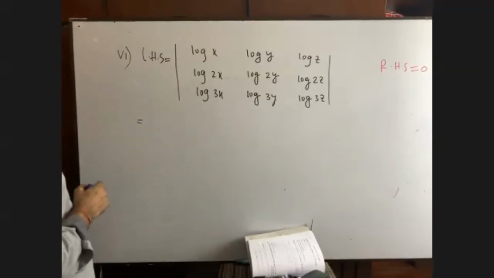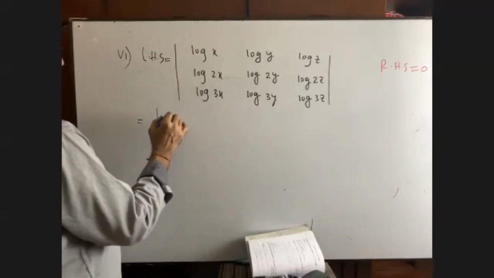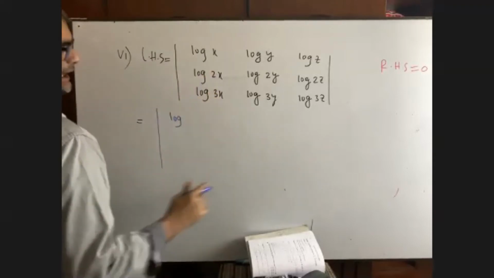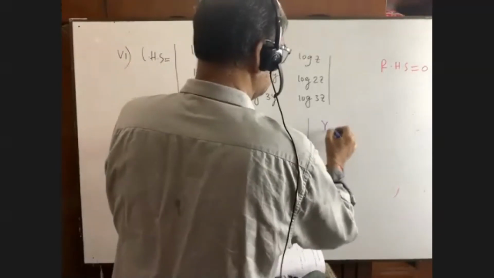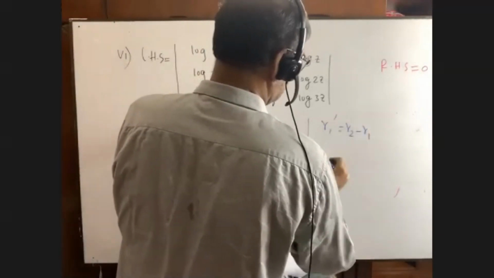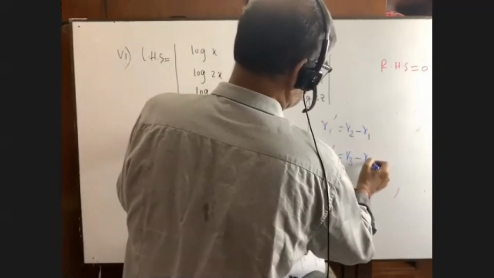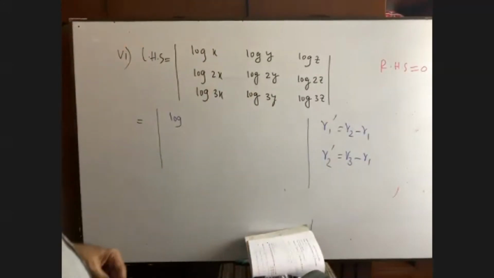You see what I'm going to do. Please try to understand. Be attentive. It is not so easy as you are thinking. The operation I'm going to write down: row 1 will be row 2 minus row 1, row 2 will be row 3 minus row 1. Please try to understand what I have written here.